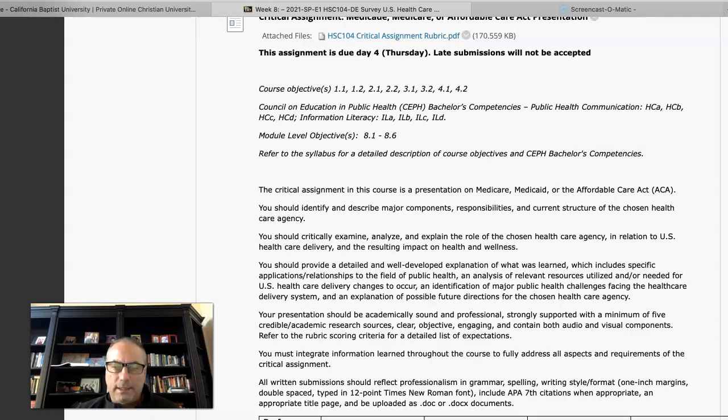Make sure that you have both audio and visual components. And again, it is not a paper. Please do not submit a paper. It is a presentation that needs to have an audio and a visual component to it. And make sure to review the rubric scoring criteria for a detailed list of expectations.